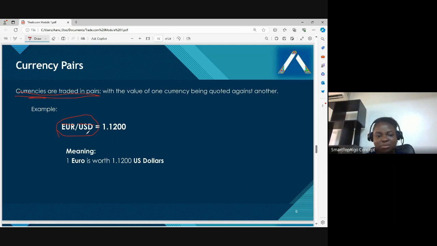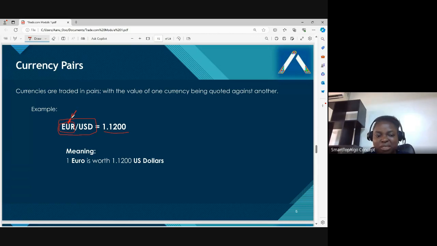Now, let's look at an example. If you have euro USD and you have this price, what does this mean? One thing I want you to understand is when you see a currency pair, this is a currency pair. Any currency that comes first, in this currency pair we see that euro comes first, whatever you are doing is on that currency.